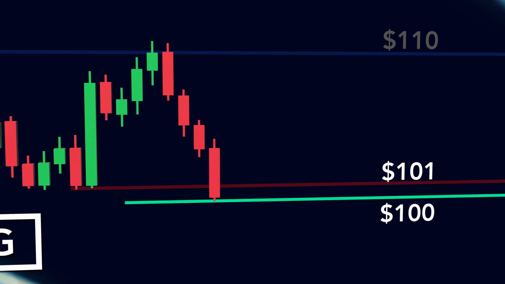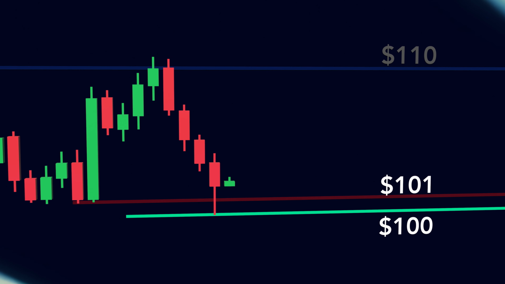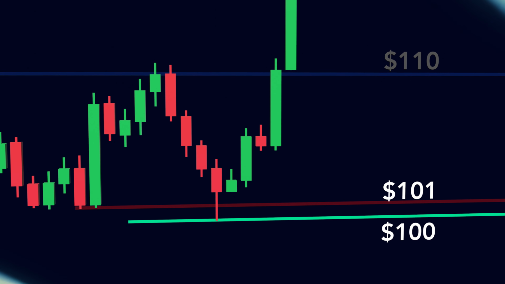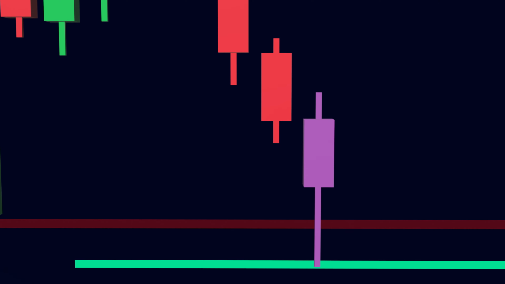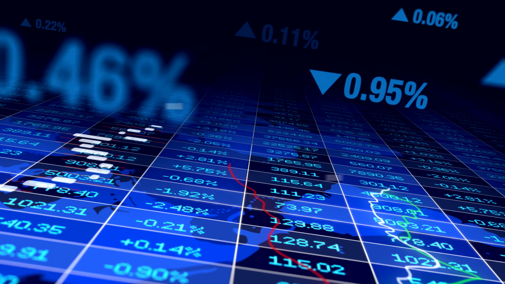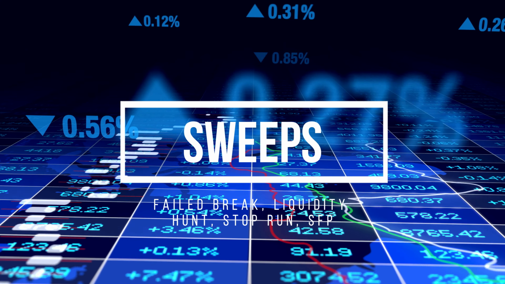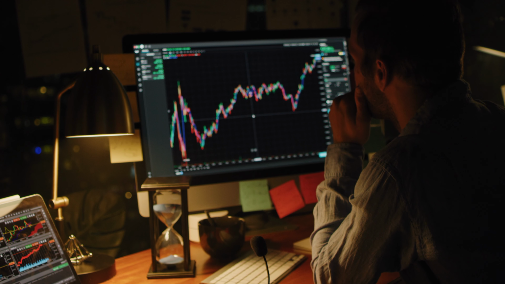At this point, the selling that was going to occur in the market has occurred, and as demand for the market now outweighs the supply, the market then pushes back up. What's left in the chart in visual form is a candle that traveled past the key low at 101, reverses at 100, forms a lower wick and closes at 102 before reversing to the upside. This is what's known as a sweep, otherwise known as a type of failed break, liquidity hunt, stop run, or swing failure pattern. Now, let's take a look at how we mark these targets.